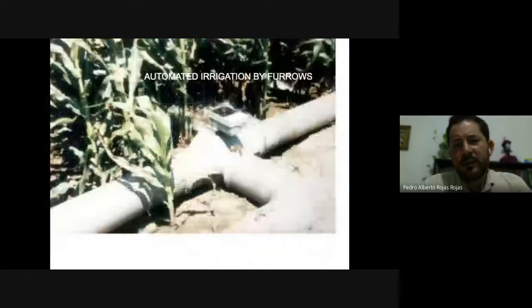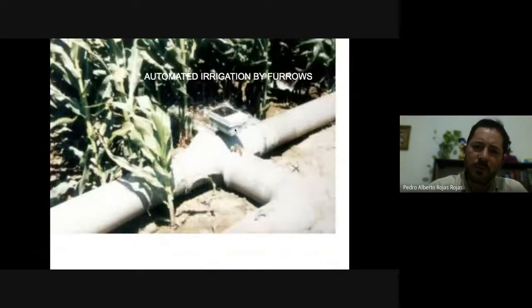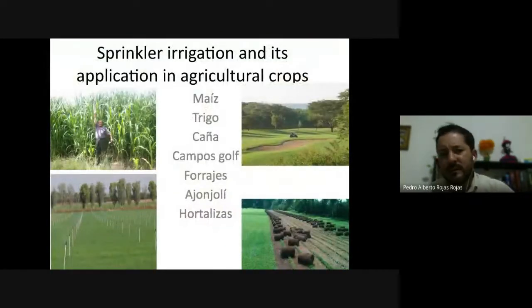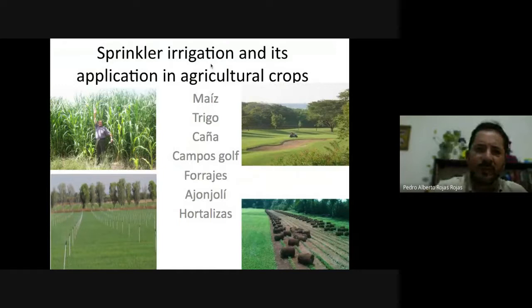There is another automated irrigation by furrows. We have some tubes with some automatization, and you can apply the water in different valves in each of the furrows. Also, the second system in importance for the cost is the sprinkler irrigation system. And this kind of irrigation has application in different crops like corn, wheat, and different crops that you can apply this kind of irrigation system.